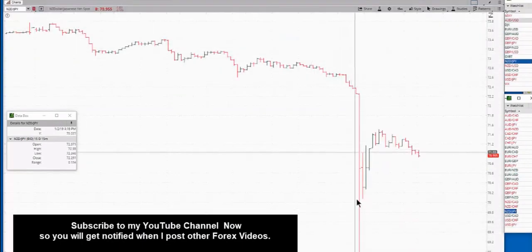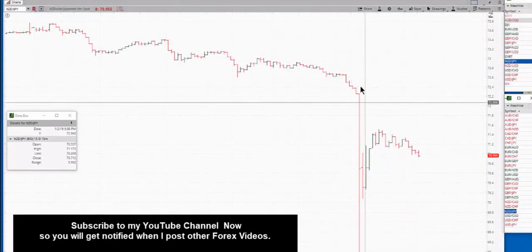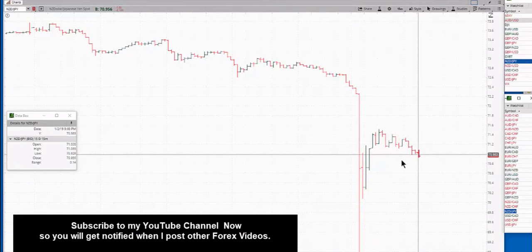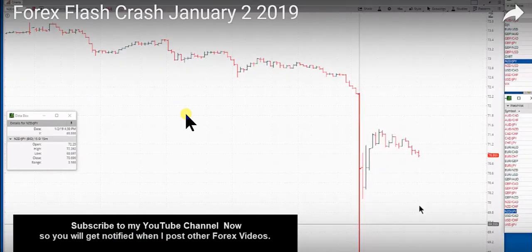Now, the different pairs do trade a little differently. That's why the variation in the bar length. But the picture is pretty much the same, right? Although on some of the JPY pairs, it was 356 pips. So JPY seems to be the story here.